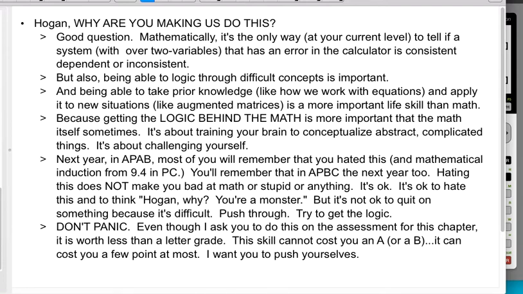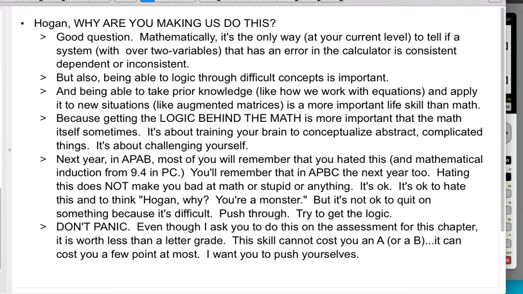Next, being able to take prior knowledge, like how we work with equations, and apply it to something new, like augmented matrices, is more important as a life skill than math is, right? Being able to take things that have happened to you previously or skills that you've learned in a different situation and find a way to apply a modified version of those skills in the current situation is a super dope thing. So that's why. Next, getting the logic behind the math is more important than the math itself sometimes. Sometimes you're doing this kind of stuff to train your brain to conceptualize abstract, complicated things. And challenging yourself is important.